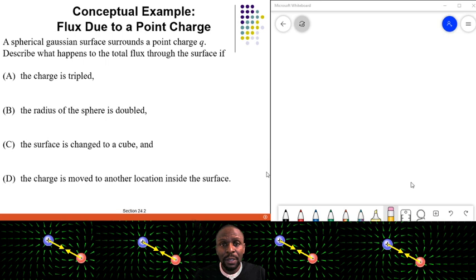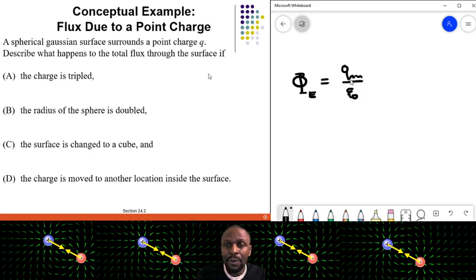Now let us also do the conceptual example for the flux due to a point charge. Now, for a spherical Gaussian surface around a point charge Q, describe what happens to the total flux through the surface if the net charge is tripled. If the net charge is tripled, what happens to the flux? Now, the flux is given by this equation here. It's Q enclosed divided by epsilon naught. In this case, if the charge is tripled, the flux will also be tripled, because it increases by a factor of three.